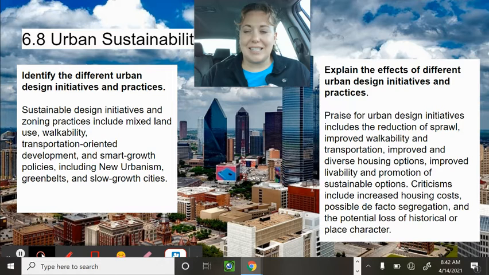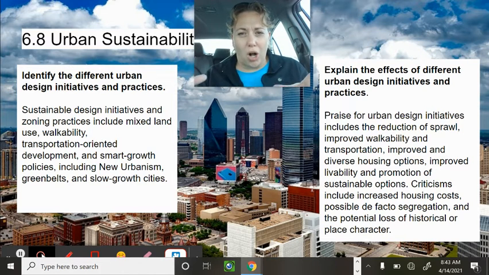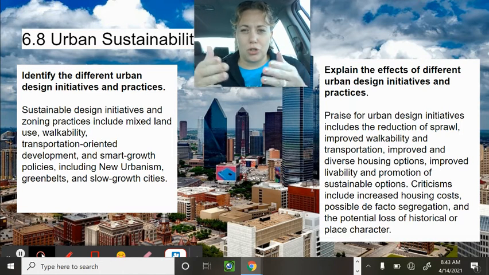Like I said, my cousin is studying urban design, and this is like her specialty. Making green spaces, walkable cities, increased public transportation, smart growth, new urbanism, slow growth cities. So controlling the like sprawl, urban sprawl, y'all. Like we want to control that.